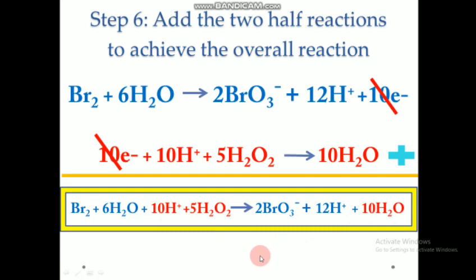Now we need to see the charges. Here we have 10 positive charges. Here we have 12 positive and 2 minus. Hence on both sides we have 10 positive charges. So finally the equation is balanced. Whenever you get a final reaction, you can check whether it is right or wrong by counting the number of atoms on both sides and the charges on both sides. And you have to copy this to your notebook and, on a rough sheet, try to do it yourself from the beginning and check it with the answer so that it will be clear for you. With this, we finish the acidic medium type.